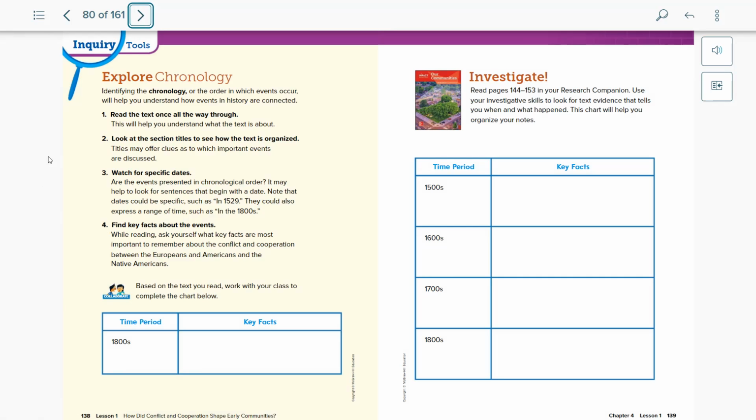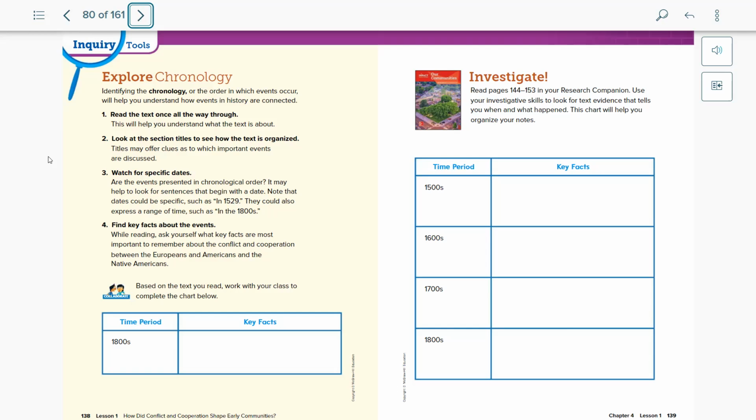So to help you understand how historical events are connected, you're going to read the text all the way through, look at the section titles to see how the text is organized, watch for specific dates and details that tell you when things are happening, and then find key facts and important information about different events. The time period that they gave us here in our graphic organizer was the 1800s.